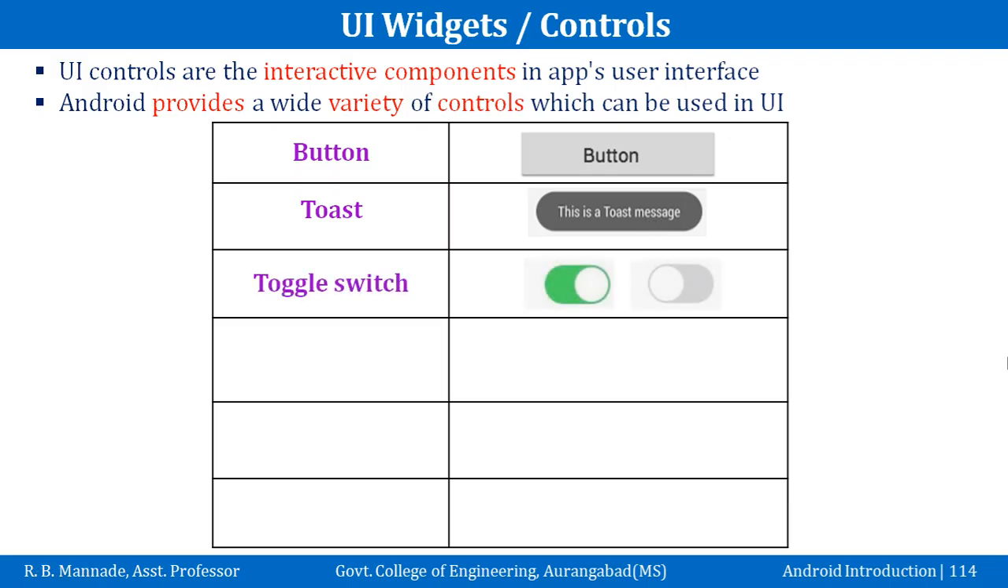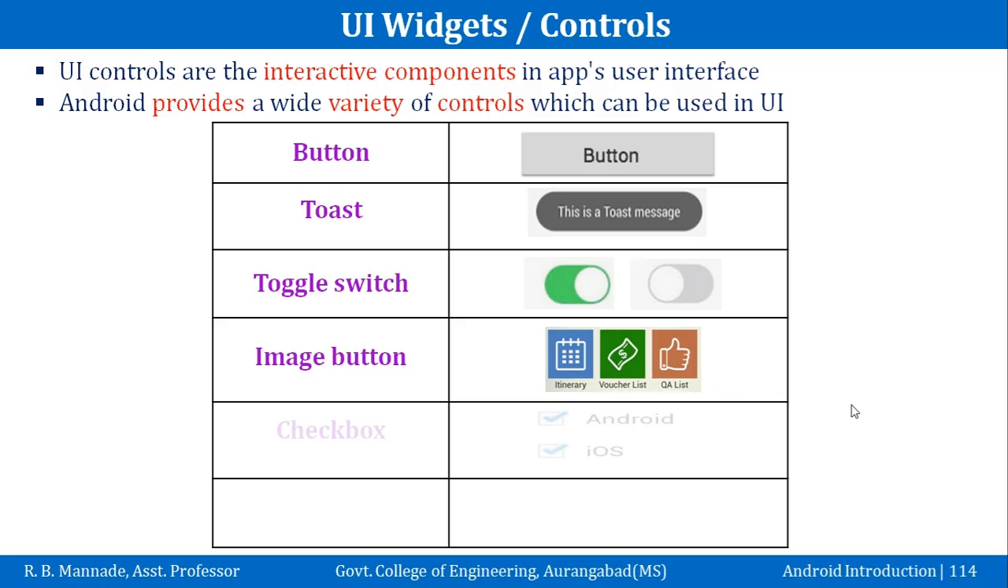Then the third one is the toggle switch, which has states, on or off, or sometimes it can be used as a yes or no state. The image button is there. Image button is similar to the general simple button, but with a slight difference: an image button can have an image in place of the text, and sometimes an image button has an image with some text as well, as shown in this particular image. Then the checkbox control is there, which allows you to select multiple items from a list of items as shown in this particular figure.